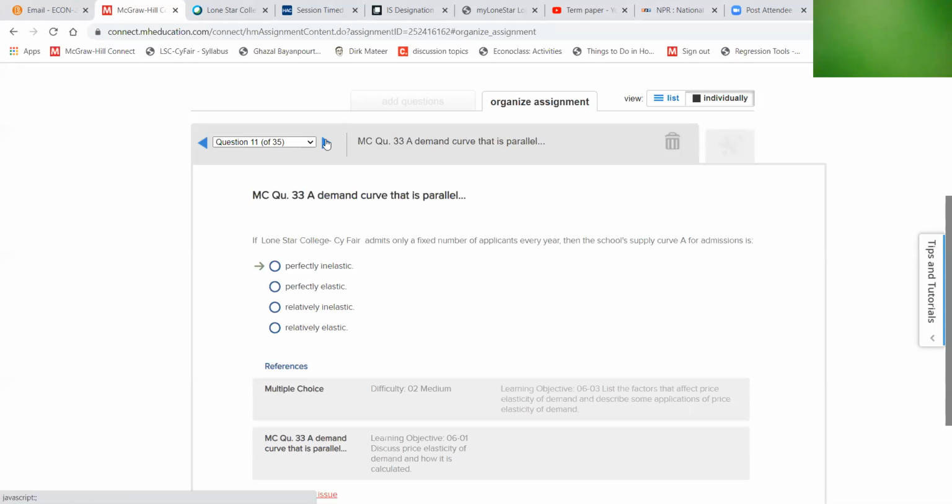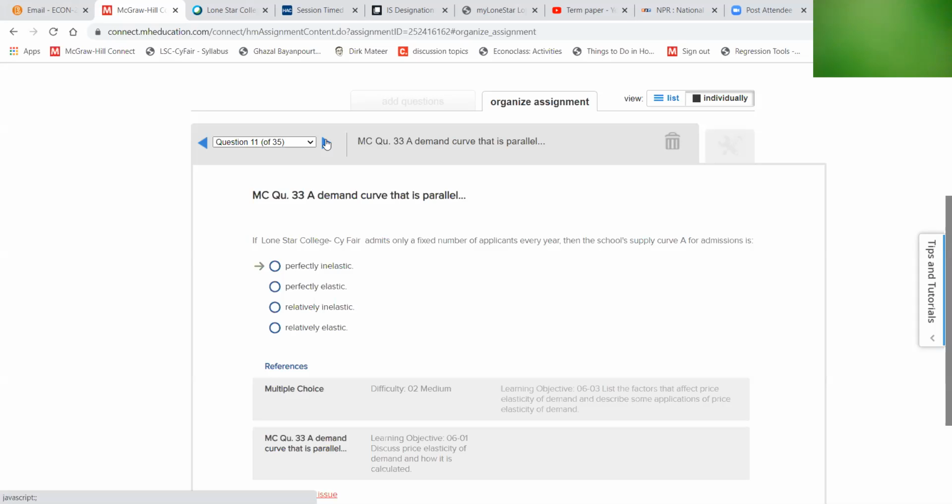So it says that the quantity in this question is fixed. That's the quantity supplied. So the number of applicants every year in Lone Star Sci-Fair is fixed. So no matter what your price is, the quantity supplied is fixed. So instead of having the typical shape of upward slope for supply, we have a vertical supply here.